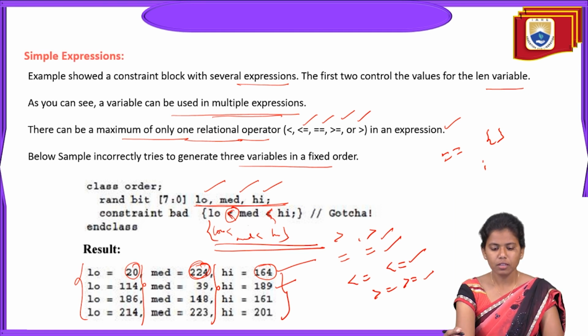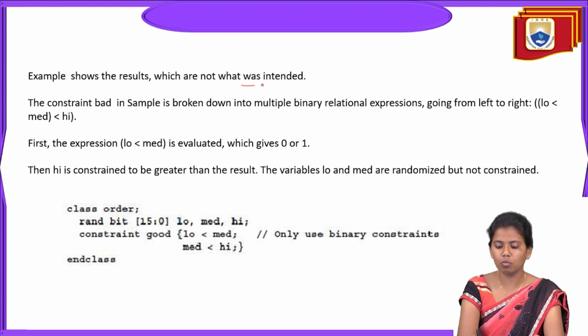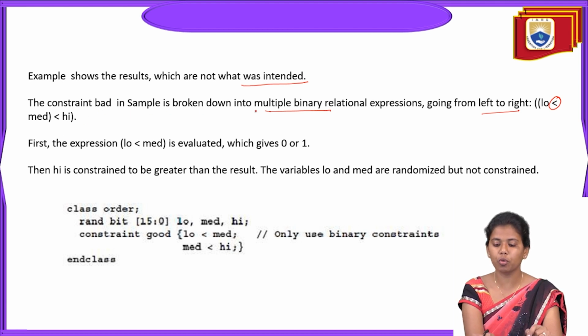Then coming to the expressions, simple expressions. Here the simple expressions example shows the results which are not what was intended. The constraint bad in the sample is broken down into multiple binary relational expressions going from left to right. If you observe, the less than relational operation appears more than two times, three times we have observed, right? Low less than medium less than high. So more than one time it is repeated. That's the reason the sample is broken down into multiple binary relational operators.